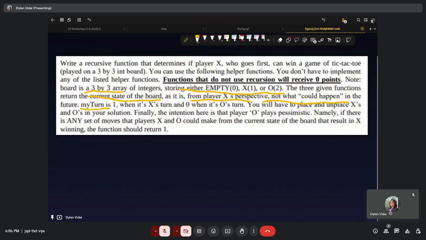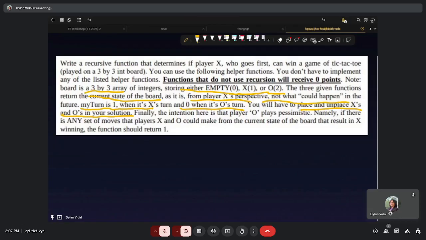My turn is 1 when it's X's turn, and 0 when it's O's turn. So we have a variable to know whose turn it is. I will say you will have to place and unplace X's and O's in your solutions. This is them literally telling you. Remember, you're in or you're out. You're placed or you're unplaced.